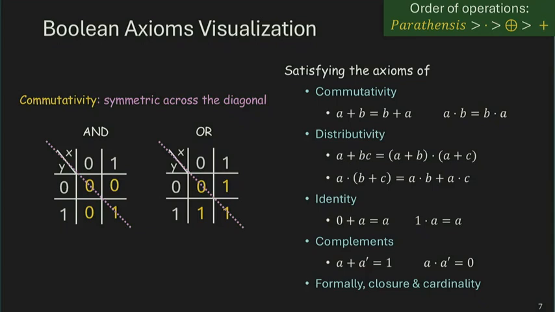Right? So let me just point out the two elements that I'm looking at. Right, 0 output 0 and 1, 1 and 0, they have the same output result. 0 or 1, 1 or 0, also the same. Right, so being symmetric across the diagonal means that these two operations do satisfy commutativity.